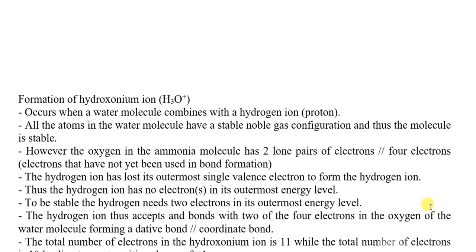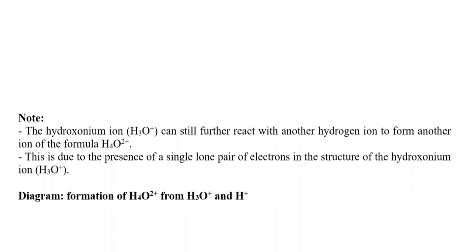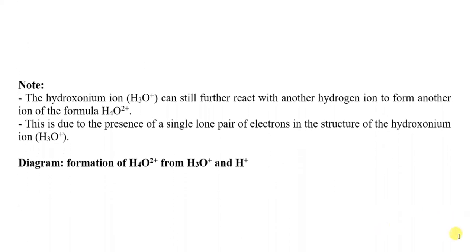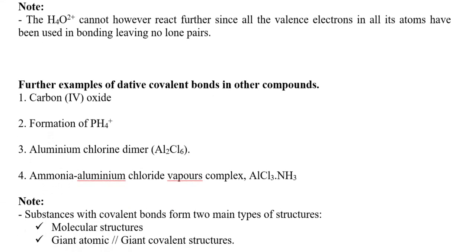Another one is the hydroxonium ion. Look at this, it has a positive charge. So this is another example of a compound that undergoes dative bonding. I've told you to look at the compound: any compound which has a positive charge will undergo dative bonding. I will explain when I am drawing the structures. We have more examples, and I will give you more.